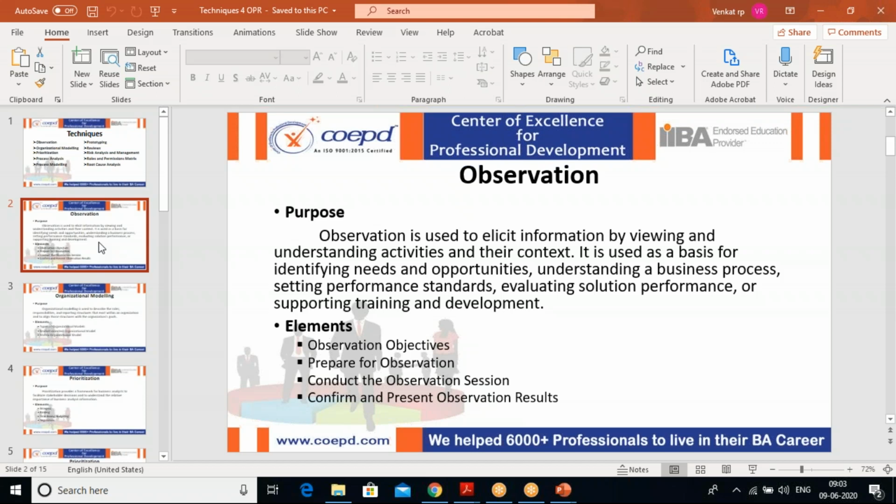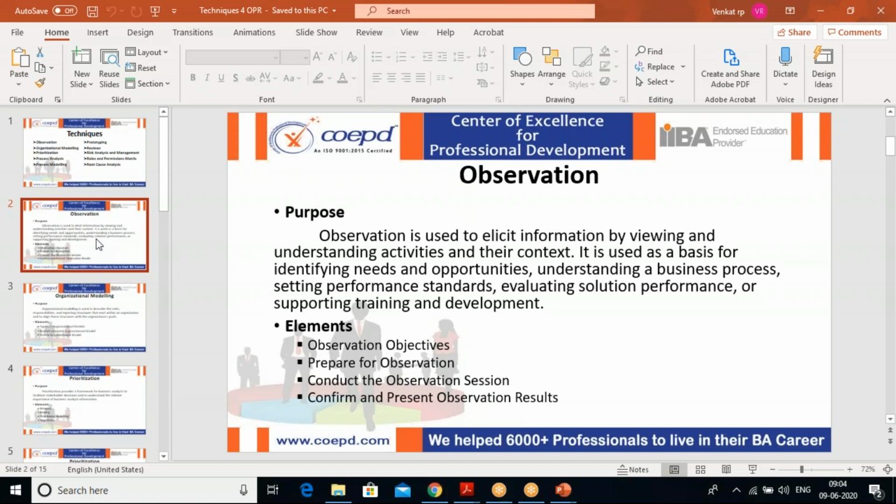And active observation means while we are observing something, if you have any doubt or query, you start asking them straightaway. Observations are good initially to have a basic idea about a particular process and to clarify a few areas of doubt. You will see what challenges they are facing in the current process, how we can overcome them, how we can address them. All this we will be discussing in the observation part.